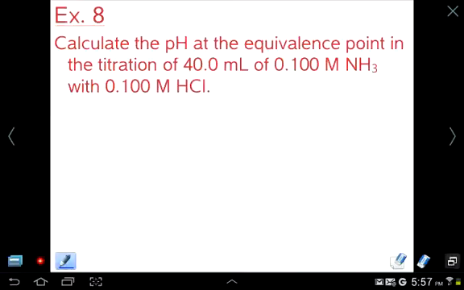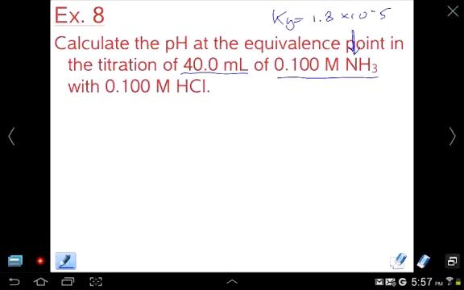So we're going to go ahead and do a problem. We're going to finish this lesson up with a titration problem of a weak base. Notice we have 40 mL of our 0.100 molar NH3. This is our famous weak base. The Kb of this is 1.8 times 10 to the negative 5, just like the acetic acid.